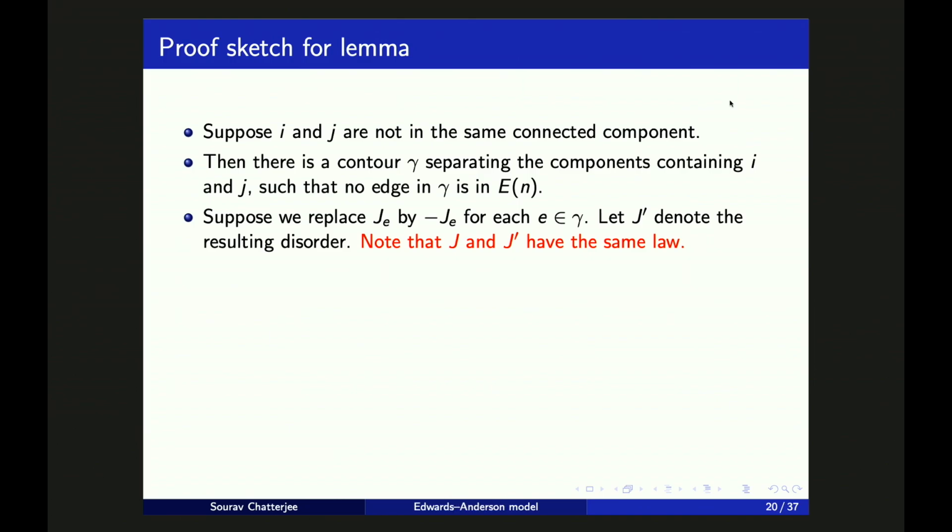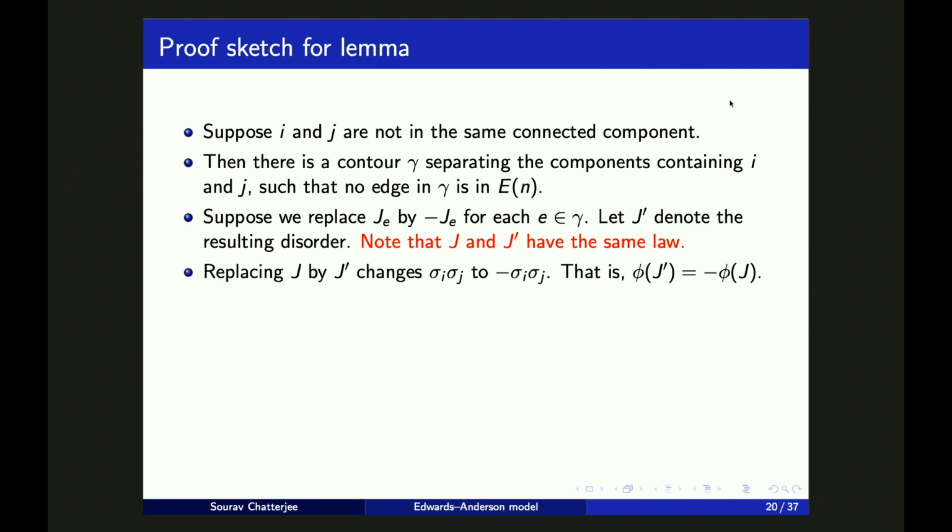So suppose we replace Je by minus Je for each e in this contour. Let J prime denote the resulting disorder. Remember, this graph is not random. It's a fixed graph depending on your n. Note that J and J prime have the same law because these are Gaussian random variables.